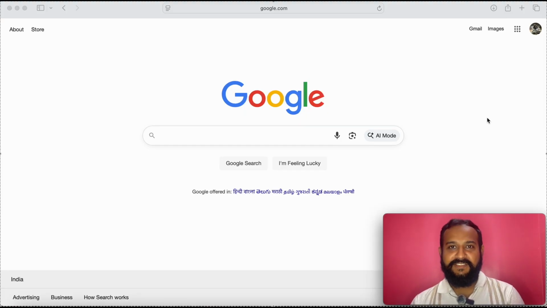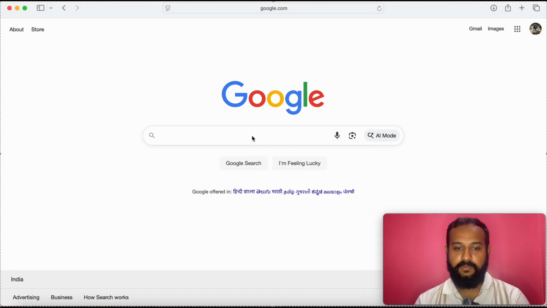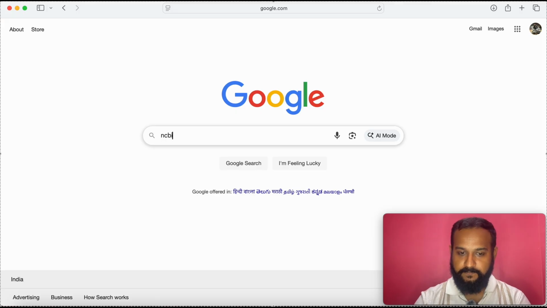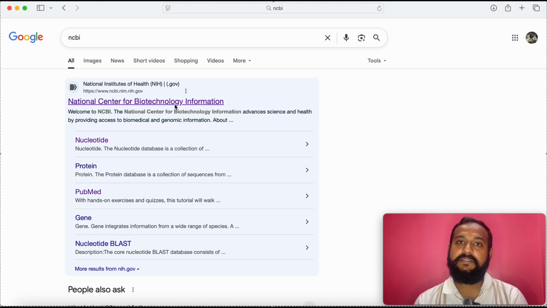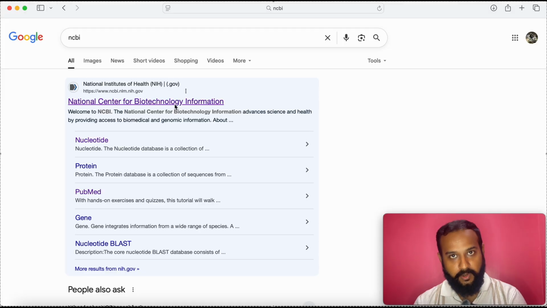First things first, let's type in NCBI in our search engine. Whatever search engine you are using, you will go to it and type NCBI. In capital or small letters, it doesn't matter. NCBI refers to the National Center for Biotechnology Information. This is a site maintained by the US government and it has all kinds of information.